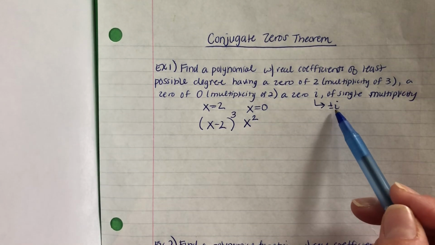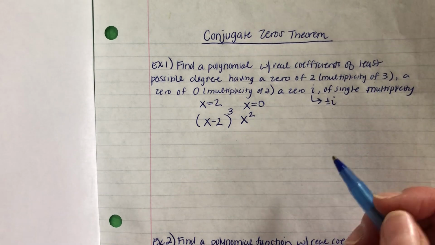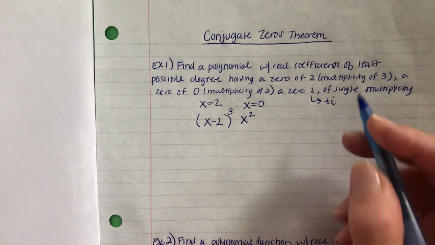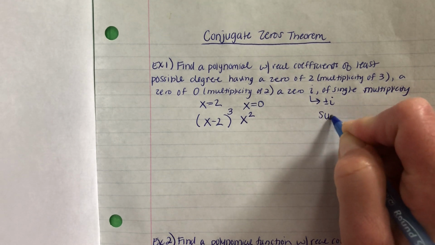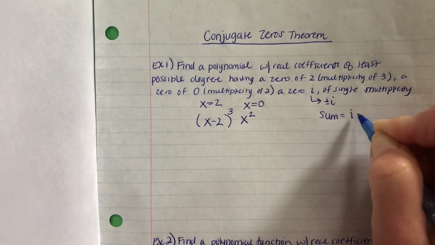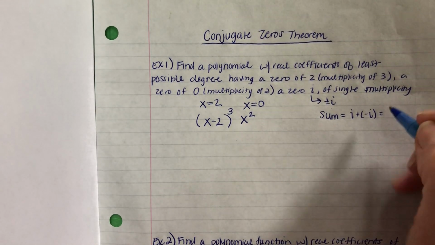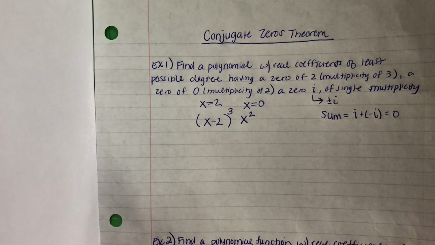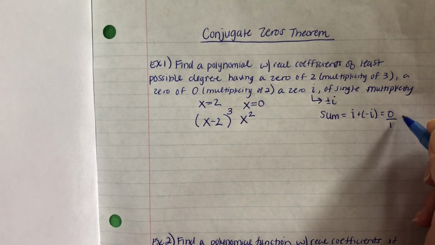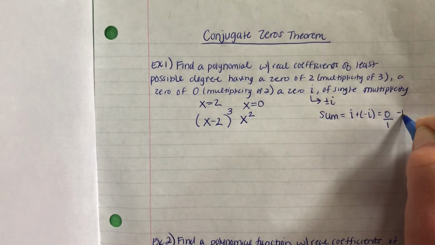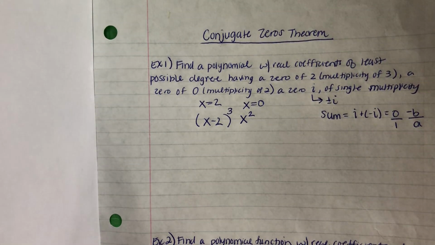Now when it comes to the imaginary roots, that's where we're going to use the sum and product of the roots formula in order to get to an equation like this, or a factored form. So if I find the sum of the roots, the sum would be i plus the negative i. Well, that equals 0. And to put a whole number over 1, that would tell me that the negative b is 0 over a, which is 1.